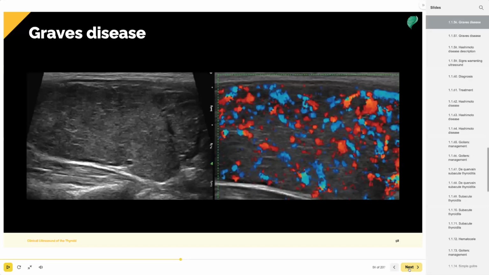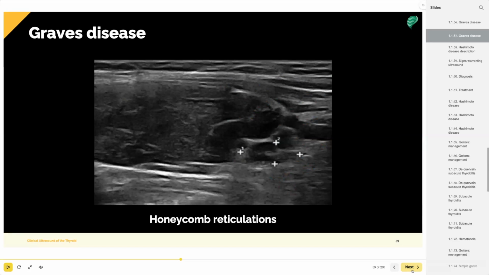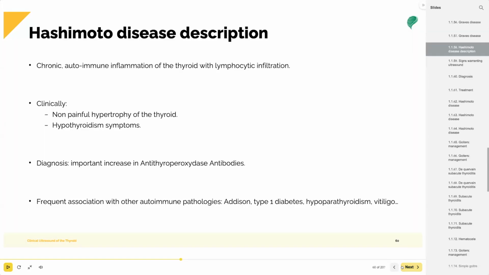In the image shown, we can observe the same thyroid gland with the colored Doppler, and you can see that it is very hypervascular. So one of the signs of Graves' disease would be hypervascularity. And this is the honeycomb reticulations, as you can see here. Hashimoto's disease, we're going to go into that, which is a chronic autoimmune inflammation of the thyroid with lymphatic infiltration.